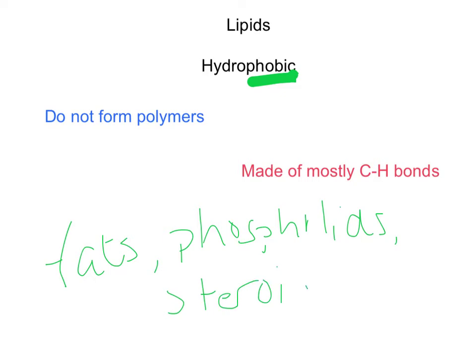But these all have very different structures, in the sense that your phospholipids are going to have a phosphate group, your fats are going to be made of glycerols and fatty acids, your steroids are going to have ring-shaped structures. So there's not one particular monomer for these lipids. And like I said, they are all hydrophobic because they are made mostly of carbon-hydrogen bonds, which will make them non-polar.